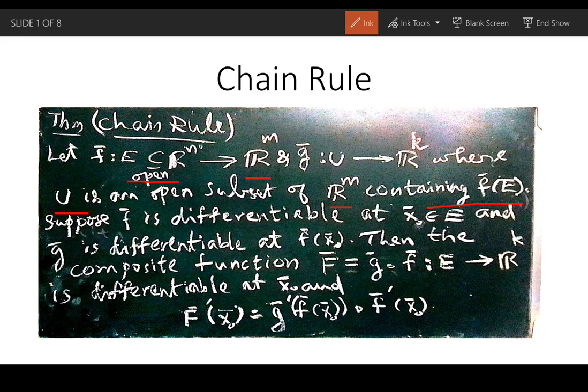Then we can talk about the composite function. For the composite function g composite f to make sense, we should have the image of f contained in the domain of g. So for that I am assuming U is an open subset of Rm containing the image of E under f. Now assume that f is differentiable at the point x0 in E, and g is differentiable at the point f of x0 in f of E.